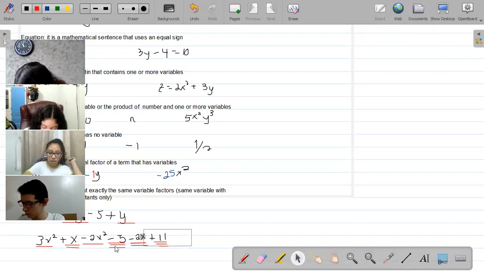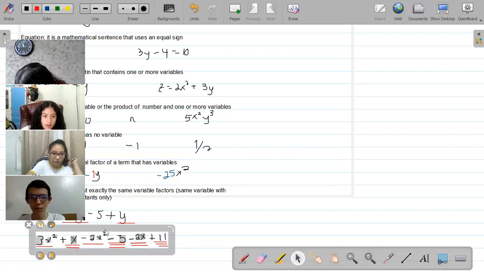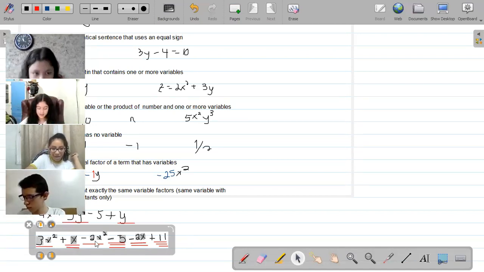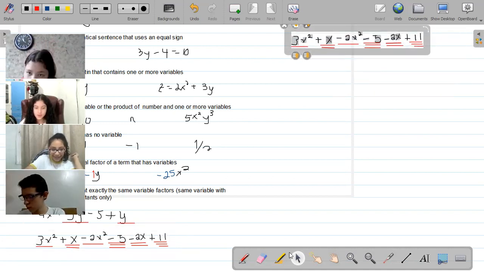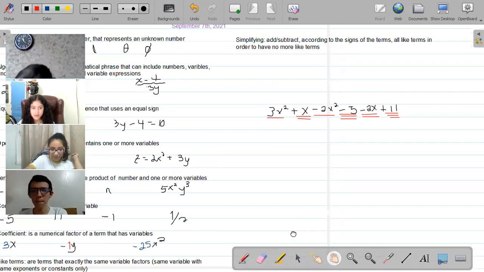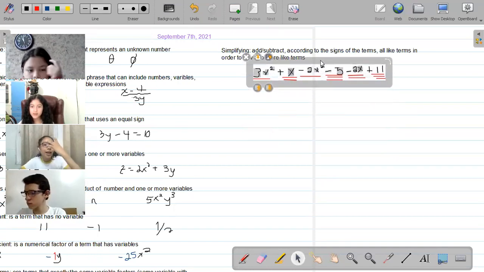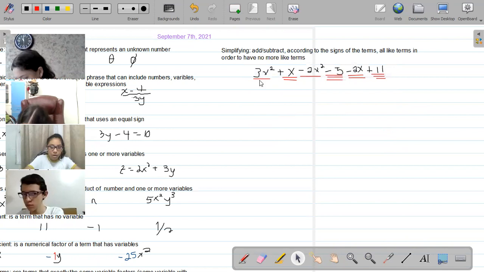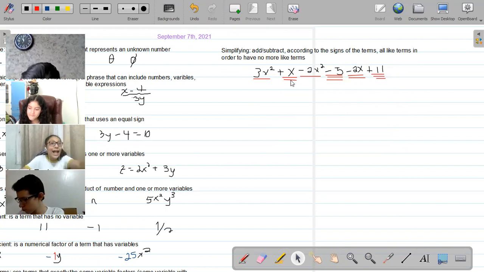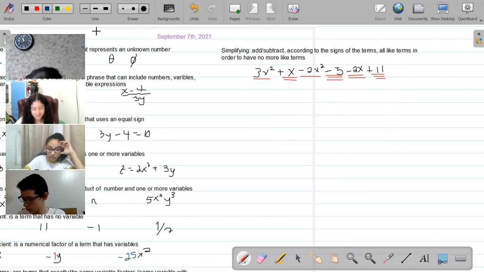I'm going to copy this exercise. I'm going to place it over here. And we're going to simplify this. Okay, so you can see we had two terms that had the x squared, two terms that had the x only, and two terms that were only constants. So we're going to simplify them. And there are different ways of simplifying them.